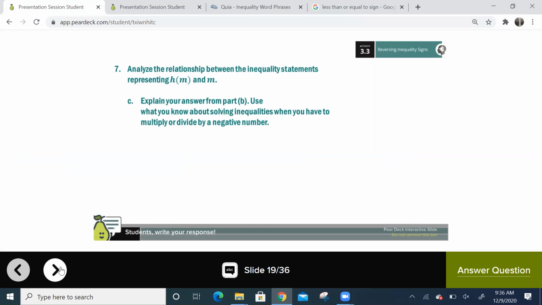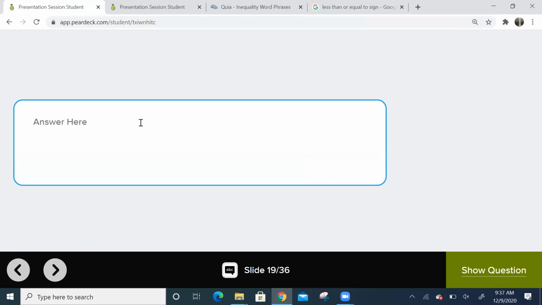Explain your answer from part B. Use what you know about solving inequalities when you have to multiply or divide by a negative number. So when we multiply or divide by a negative number, we have to switch the symbol. Say reverse the symbol. We have to reverse the symbol.